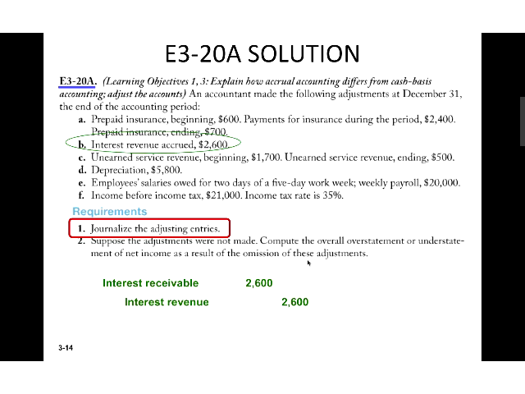And I don't have the explanations on these journal entries, but this one, for example, would be to accrue interest revenue.